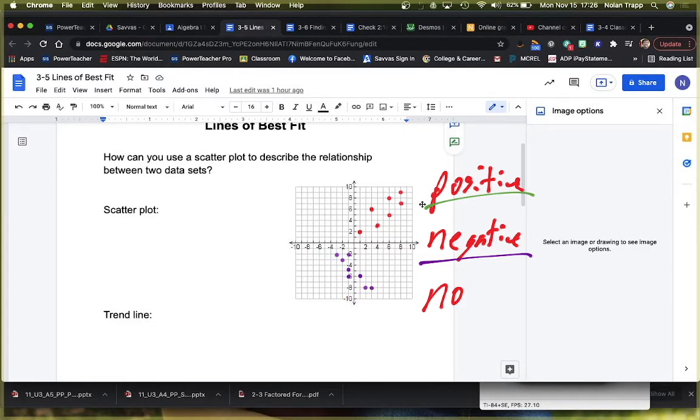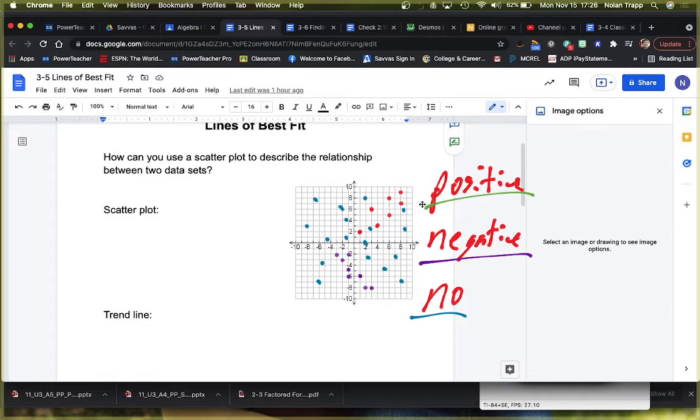Now, the no correlation, we're going to do it in blue. It would look like this. It's kind of all over the place. Even if you put the purple and red in with the none, you can kind of see that those dots don't really have a line or any sort of pattern to them. That is a no correlation.